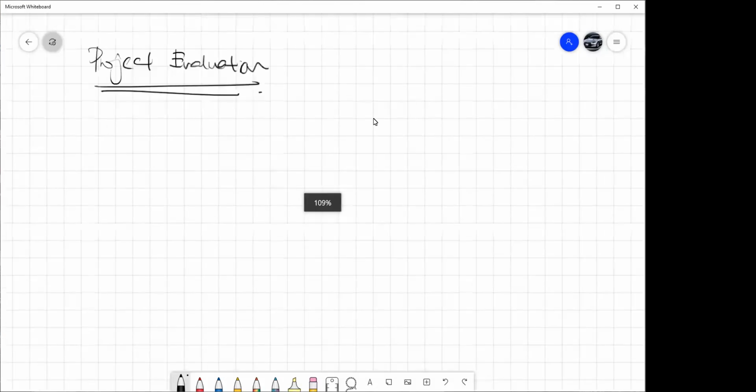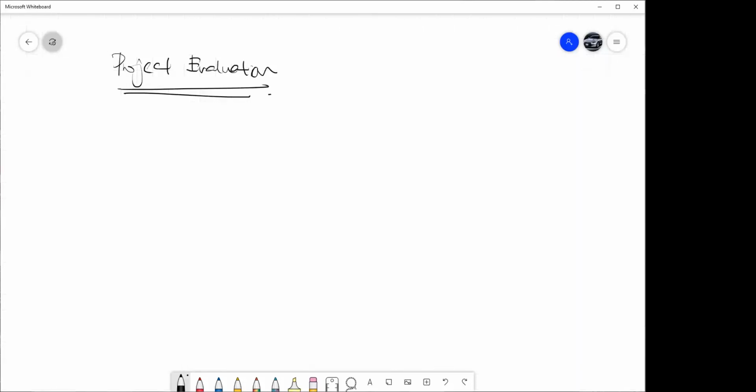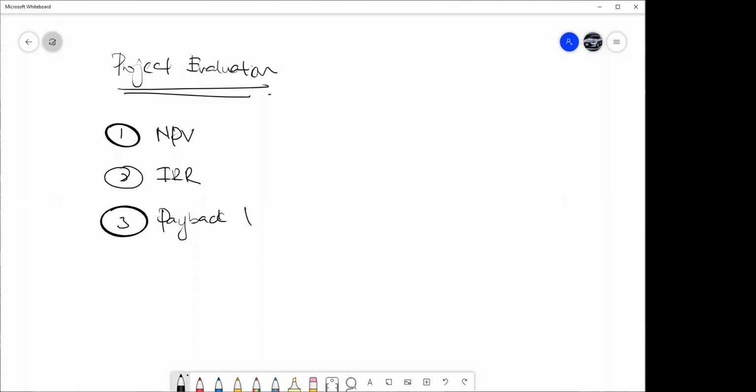This project evaluation has 4 methods. Number 1, NPV. Number 2, IRR. Number 3, payback period. And number 4 is AAR.